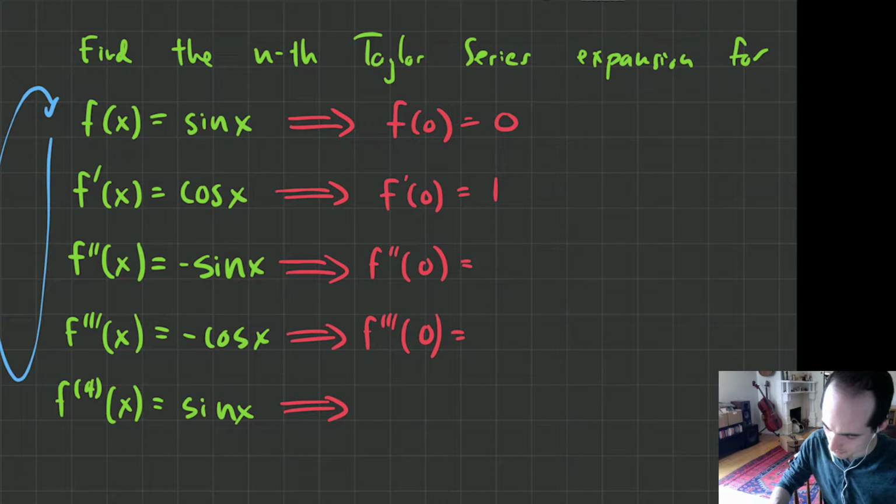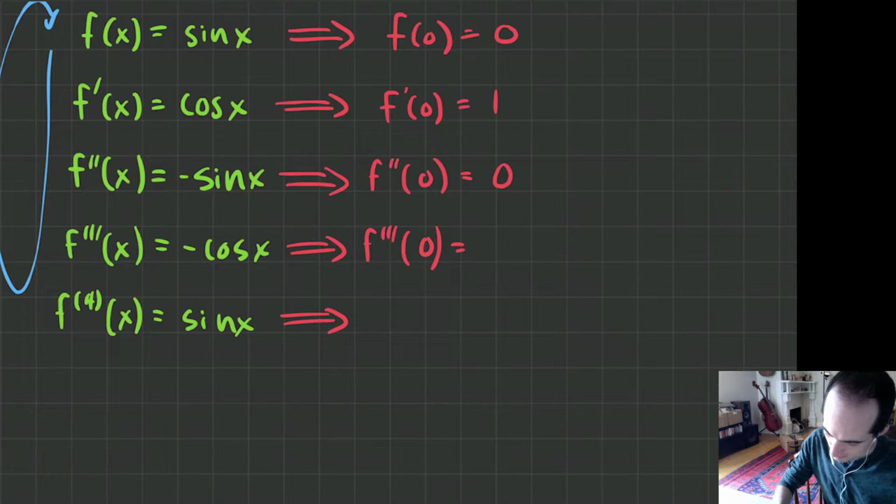Come on, you guys need to be paying attention. You should correct me. F triple prime of 0 is -1, and then sine of 0 is, oh, we're back to 0 again. So the fourth derivative evaluated at 0 is equal to 0.